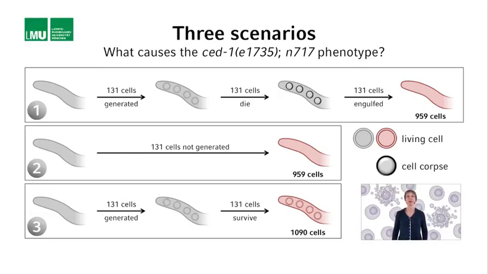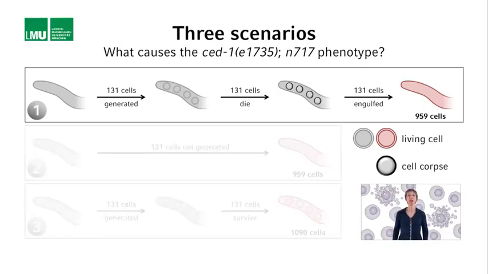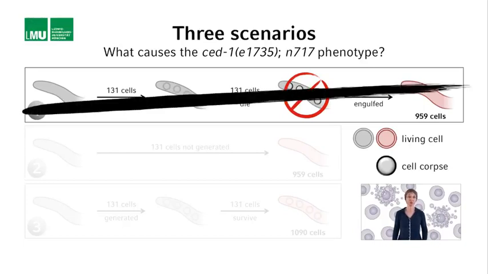To determine whether cells are engulfed again, Hilary Ellis looked at SED1 E1735 N717 embryos by differential interference contrast microscopy. And what she didn't find were apoptotic corpses. For this reason, she concluded that N717 does not reactivate the engulfment process. Otherwise, she would have seen apoptotic corpses in the embryos. The first possibility was therefore ruled out.